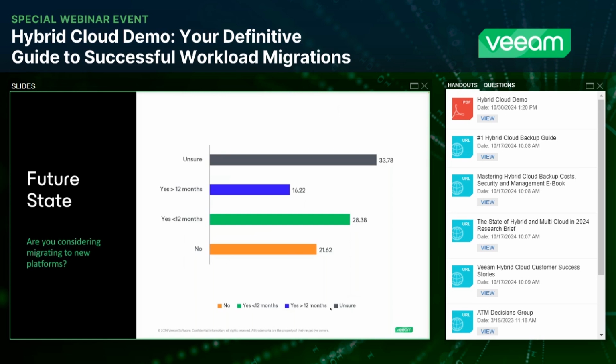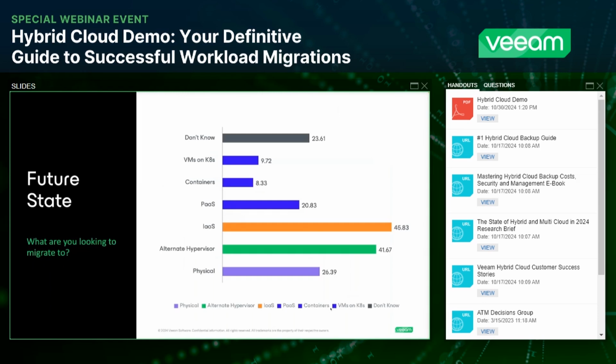But if we double click into the yes, greater than and less than 12 months, where are you guys looking at placing that data, those applications in the future? And this is super interesting, right? So physical machines, we see that drop, an alternate hypervisor, interesting at about 42%. IaaS, right? So those VMs in the cloud is the preferred destination, based on those survey results, at almost 46%. And then we do see increased adoption of things like platform as a service. So again, those fully managed hosted databases, file shares, we've got containers, and we've got VMs on Kubernetes as well. And again, I'll get into that in just these next few slides on why that's so important.